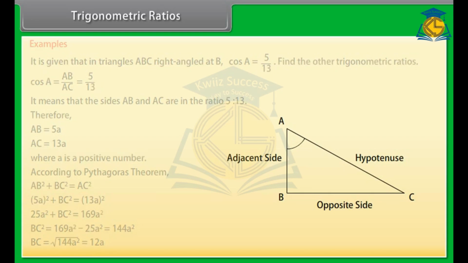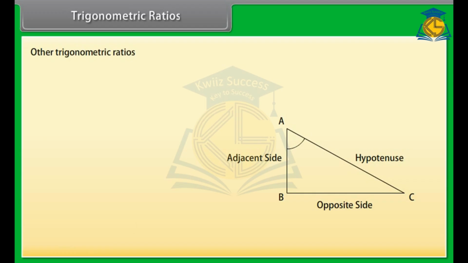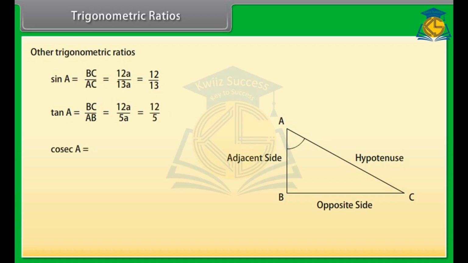Let us now find the values of the other trigonometric ratios. Sin A is equal to BC upon AC equals 12a upon 13a, equal to 12 upon 13. Tan A is equal to BC upon AB equals 12a upon 5a, which is equal to 12 upon 5. Cosec A is equal to 1 upon sin A, which is equal to 13 upon 12. Sec A is equal to 1 upon cos A, which is equal to 13 upon 5. Cot A is equal to 1 upon tan A, which is equal to 5 upon 12.